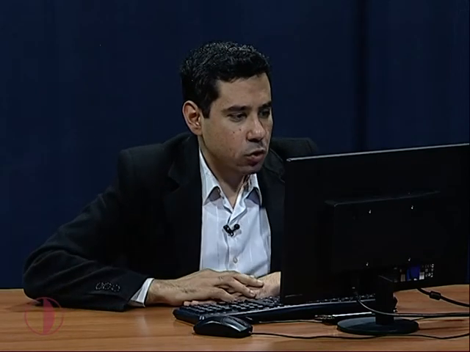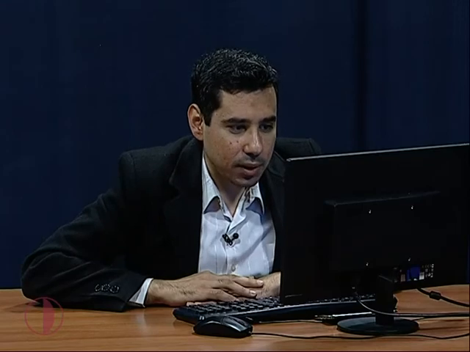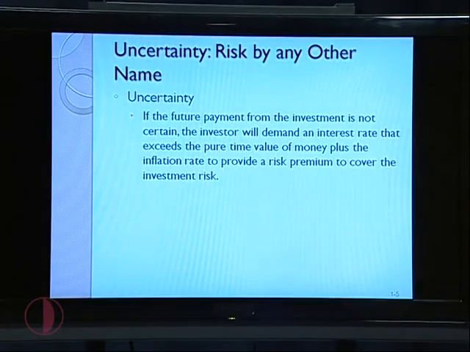If the future payment from any investment is not certain, the investor will demand an interest rate that exceeds the pure time value of money plus the inflation rate. Why? To provide a risk premium to cover the investment risk.